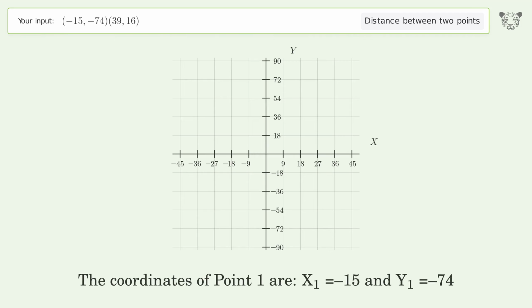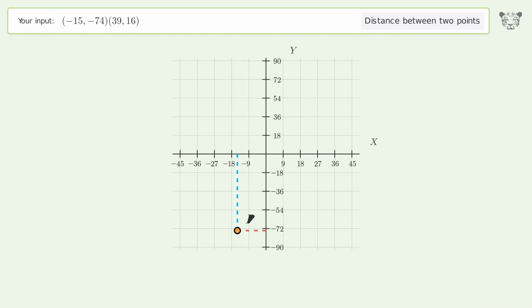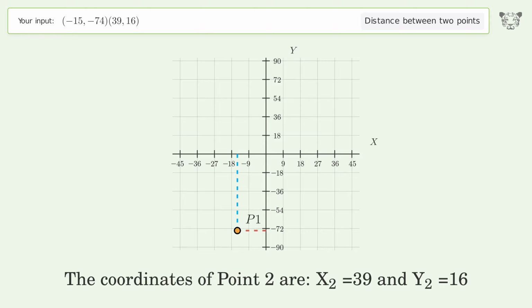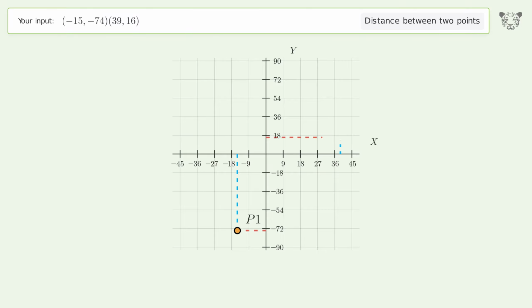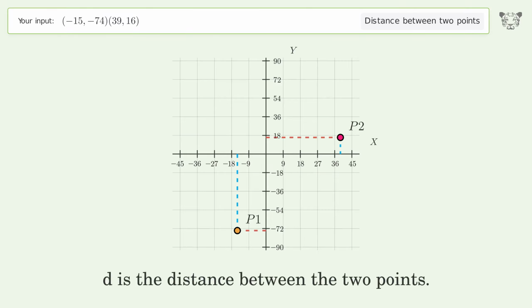The coordinates of point 1 are x1 equals -15 and y1 equals -74. The coordinates of point 2 are x2 equals 39 and y2 equals 16. D is the distance between the 2 points.